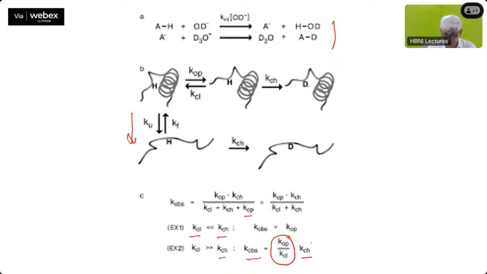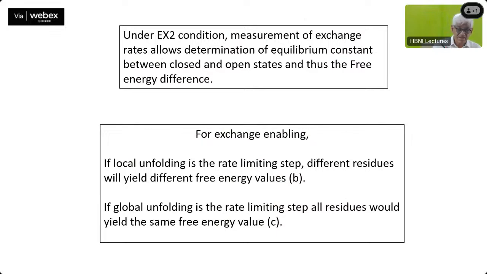This we can measure on an independent one. This doesn't change too much. This is for an unfolded protein chain, whatever is the value, you can get these ones. But this is a very useful information you are getting. Under the EX2 mechanism, you are able to get the equilibrium constant of this. The equilibrium constant is related to the free energy. Right? Therefore, you get the free energy of the protein unfolding mechanism. So now you can measure this unfolding at different residues. Under the EX2 conditions, the measurement of exchange rate allows determination of equilibrium constant between closed and open states, and thus the free energy difference.